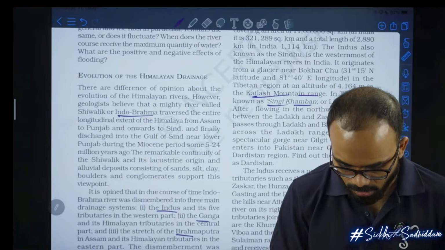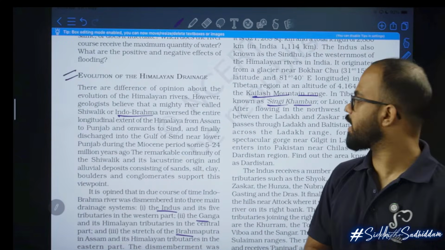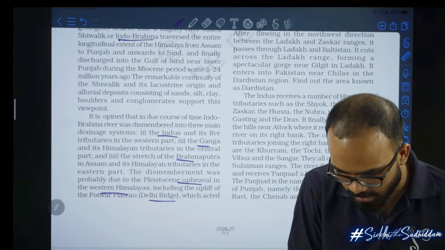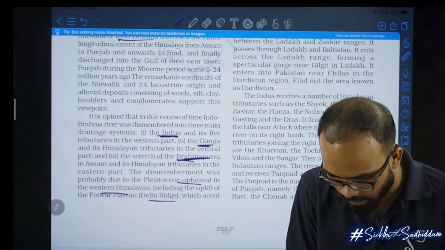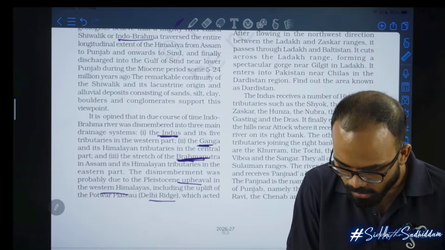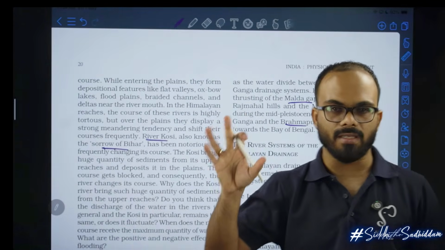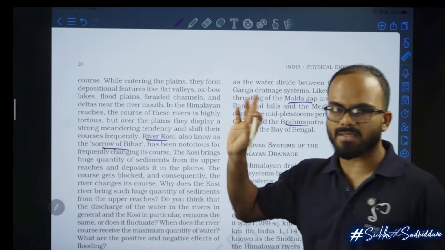This is the part that I'm talking about, the evolution of Himalayan drainage, Indo-Brahm river, Indus, Ganga regions. So first is Indus, then Ganga, ultimately it was Brahmaputra that was also there. So this was because of the upheaval that has happened. So this part they can ask you, but the chances of asking is still minimal.